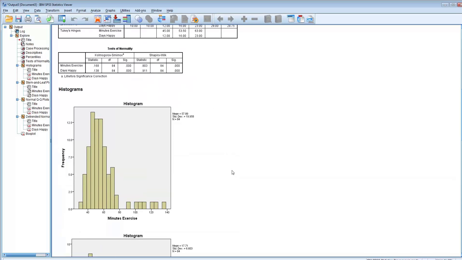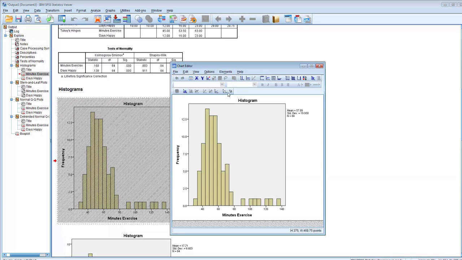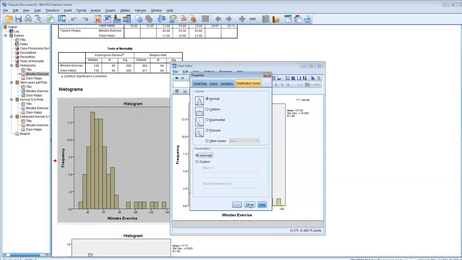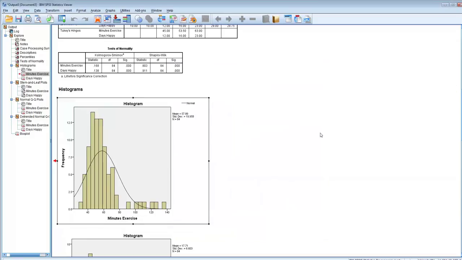If I visually inspect the data, I can see that we have a problem here. If I double click on this and I insert a normal curve into it, I can simply close on this and then close, and then the normal curve is placed over the graph. I can see that this is actually negatively skewed.